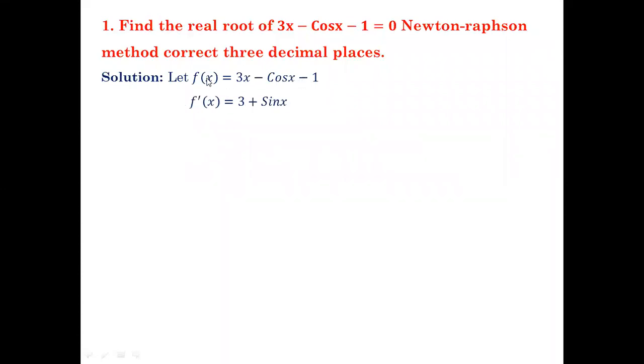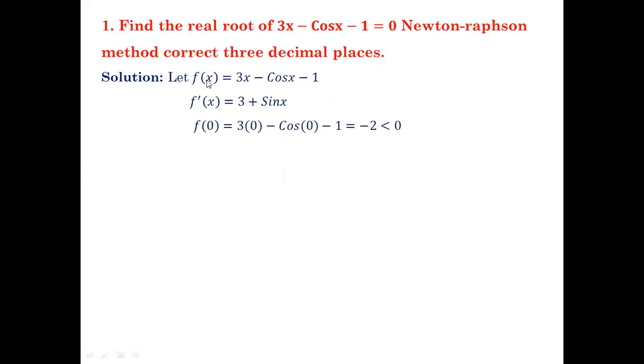Then find f dash x, the derivative of f of x. The derivative of 3x is 3 into 1, therefore 3. The derivative of cos x is minus sin x, so minus into minus gives plus sin x. The derivative of the constant minus 1 is 0. Therefore f dash of x equals 3 plus sin x.